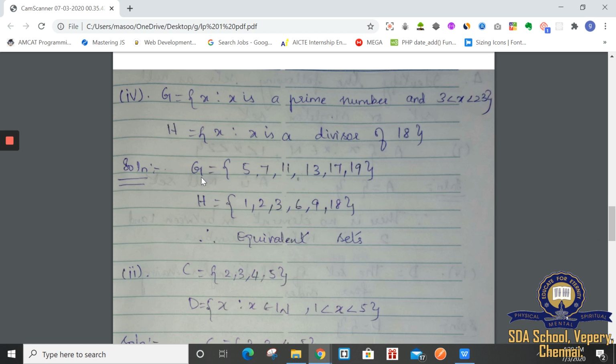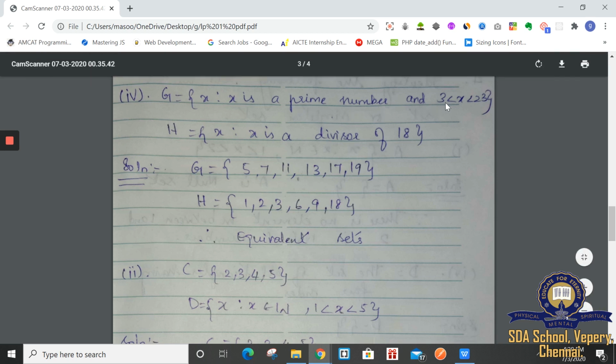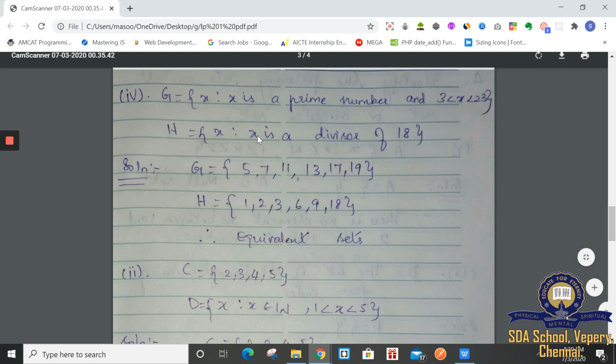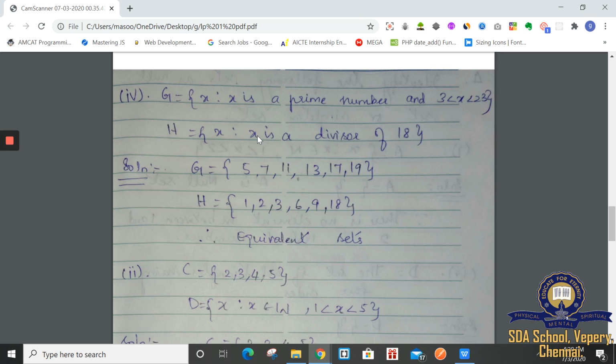Therefore, what are the elements in G? We'll get 5, 7, 11, 13, 17, and 19. So these are the prime numbers which lie between 3 and 23. 3 is not included. Likewise, 23 is also not included. And then H. Again, H is also written in set builder form. We have to convert it into roster form. So these are the divisors of 18. So it is 1, 2, 3, 6, 9, 18.